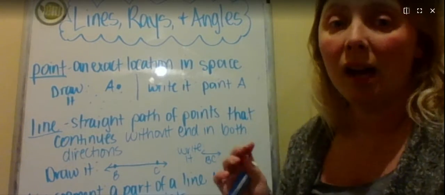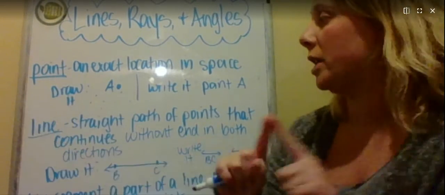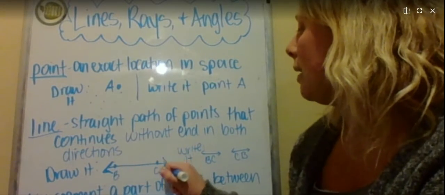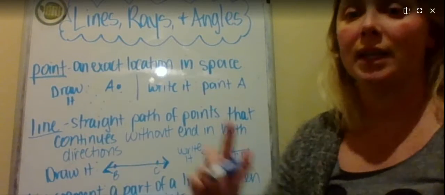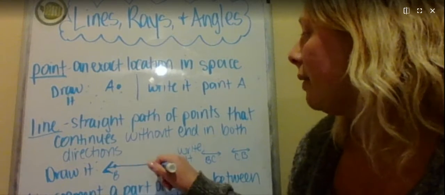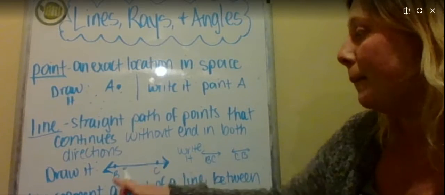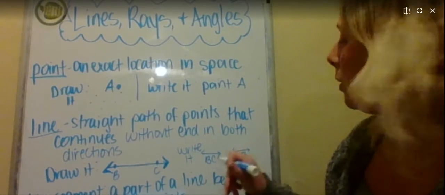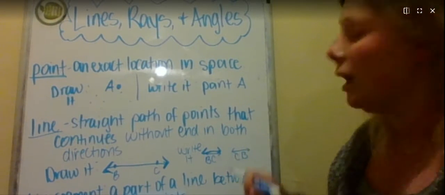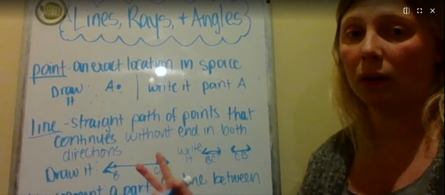Now a line is a straight path of points that continues in both directions. That's why when you draw it, you have arrows going both ways. Think of a number line. Number lines go both ways forever and ever. You would have 2 points on this line, B and C, so you would say line BC, and write it as a smaller version with arrows, BC. Or you could also say CB. It doesn't matter.